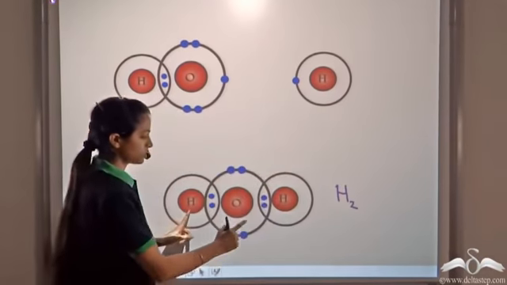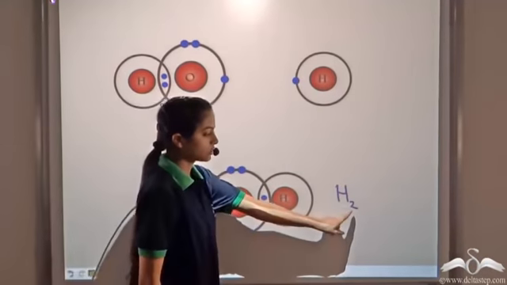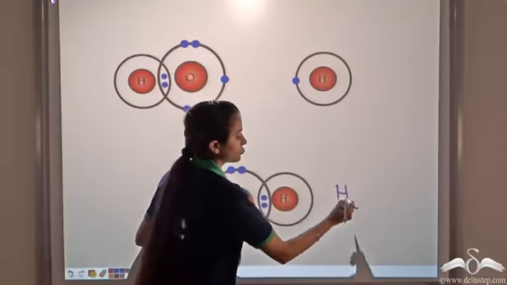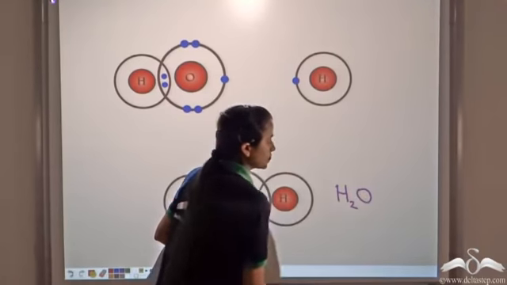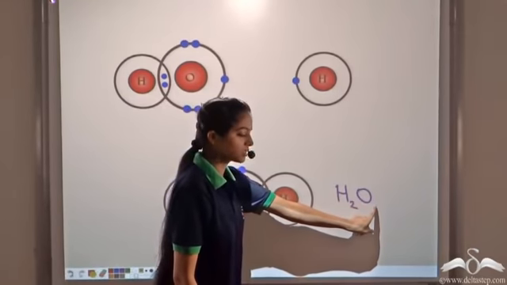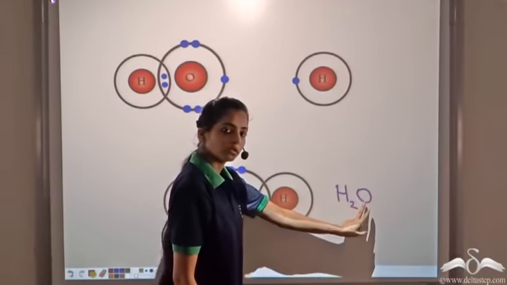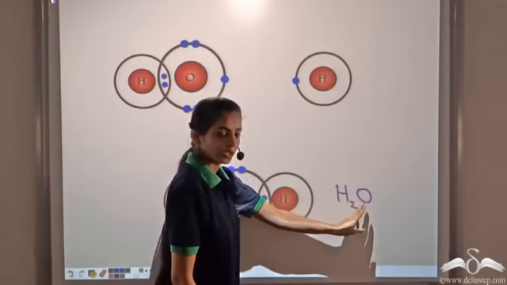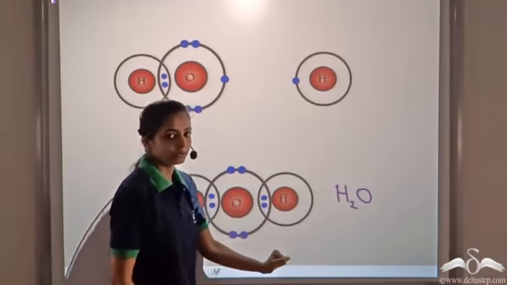H2. So we have 2 hydrogen atoms. So we write 2 as the subscript. We have 1 oxygen atom. So we can ignore that subscript 1. So we simply write the symbol for oxygen, which is O. So this is a water molecule.